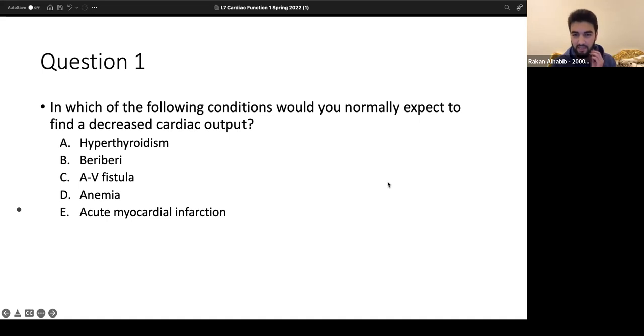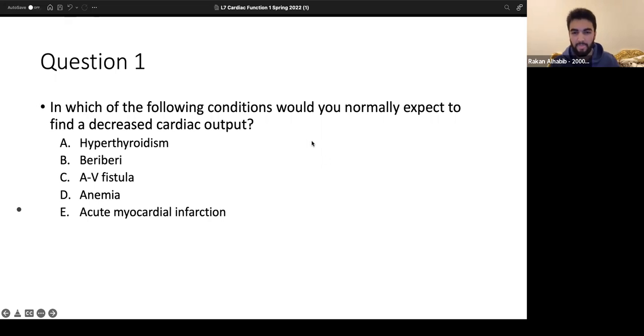Okay, great. Everyone's saying E, but there's someone who said beriberi. I want to know why you said beriberi. Acute, how can I explain this? Acute in general means not that long lasting. So it just happened. Chronic means over a long period of time.